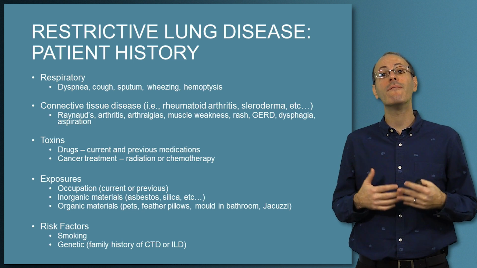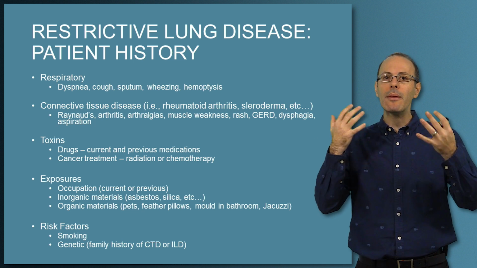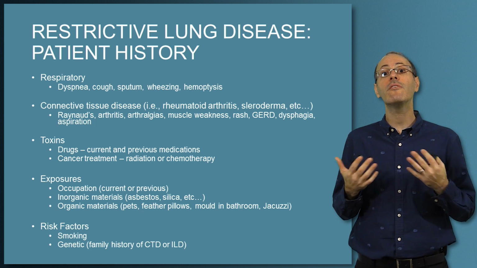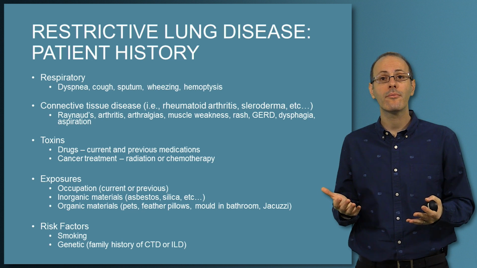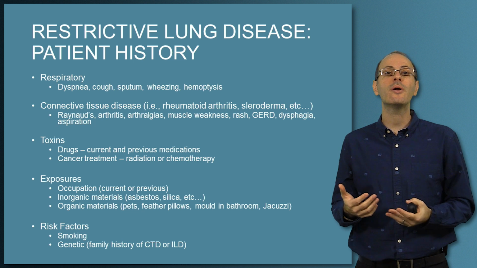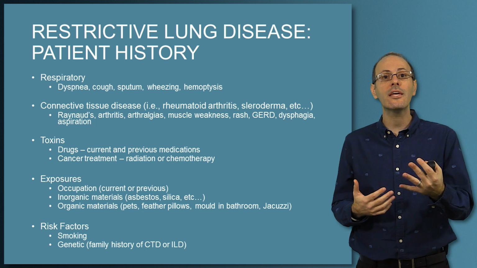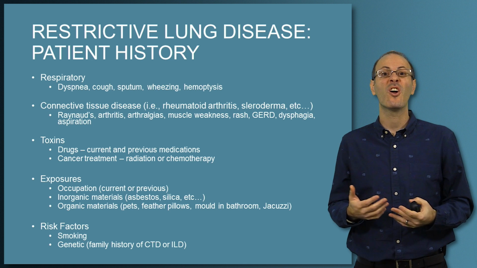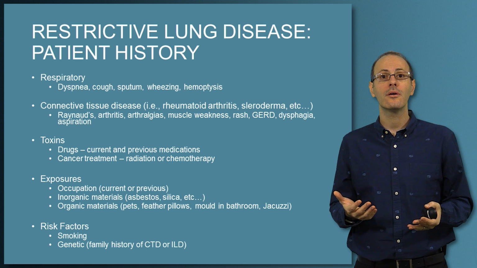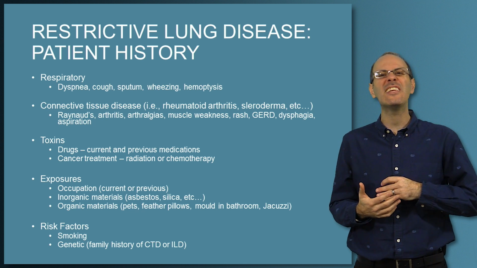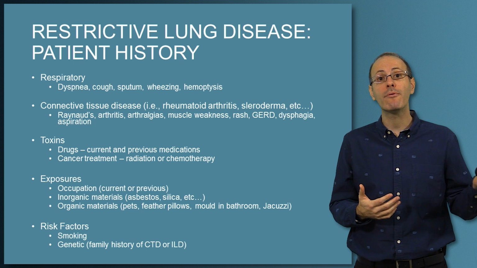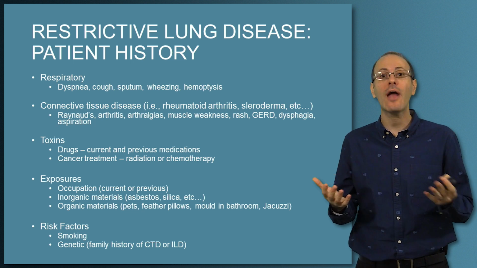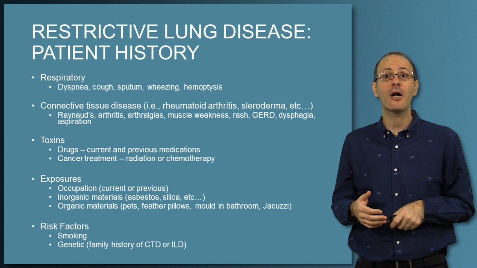So we need to ask about environmental exposures that they might be breathing in, causing damage to the lungs. These can be occupational exposures. So for example, if someone was involved in the installation or removal of asbestos, they can get an interstitial lung disease called asbestosis. And that might have been something that they did many years or even decades before. So we need to ask about all the jobs a patient has ever had in their life, not just the job they have right now.